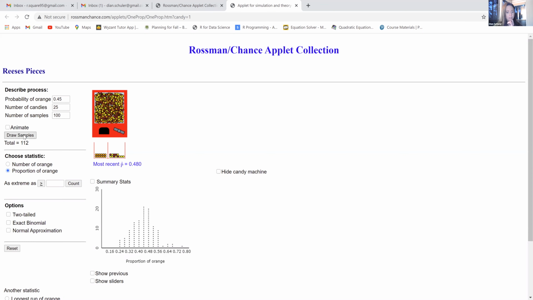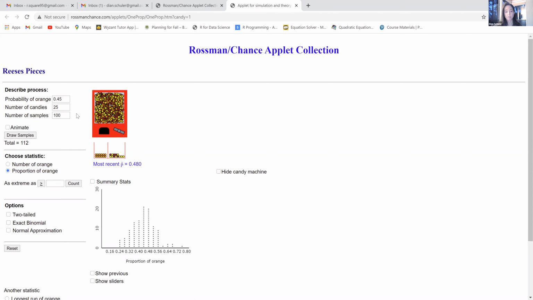And okay, so there I just did it instantaneously. Okay, so you can see that the more samples we draw, the more this is starting to look like a bell curve. And the average is coming closer to that 0.45. So this is a sampling distribution of a proportion when the proportion in the population is 0.45.